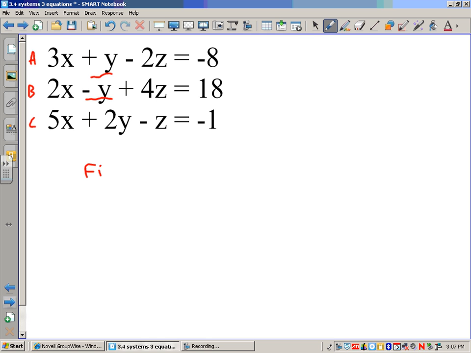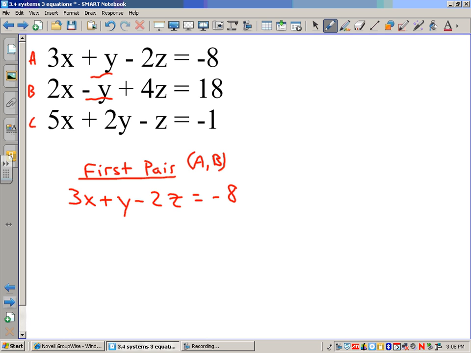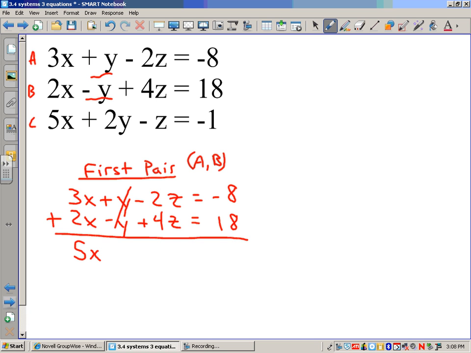So now, step 2, eliminate that variable from one pair of equations. So this is where you would see first pair of equations. You would take A and B. So I'm going to write down 3x plus y minus 2z equals -8. 2x minus y plus 4z equals 18. Elimination is your adding. So you add 5x, those go away, plus 2z equals 10. Now, I put that in a box, and really what I would say is I'm going to save that for later.